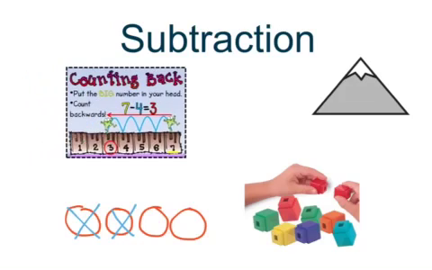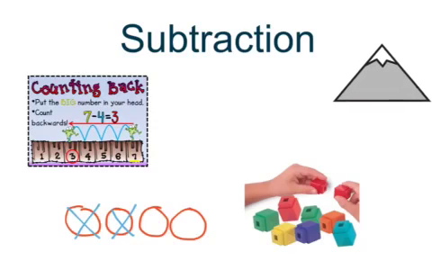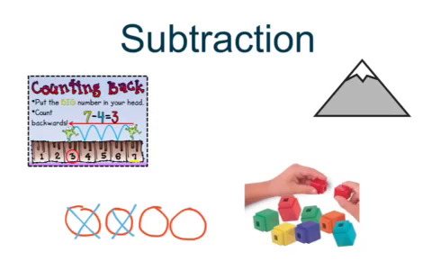One of the ways is to count backwards. Put the big number in your head and count backwards. You can do this on your fingers or with a number line. A second way is to use a math mountain.